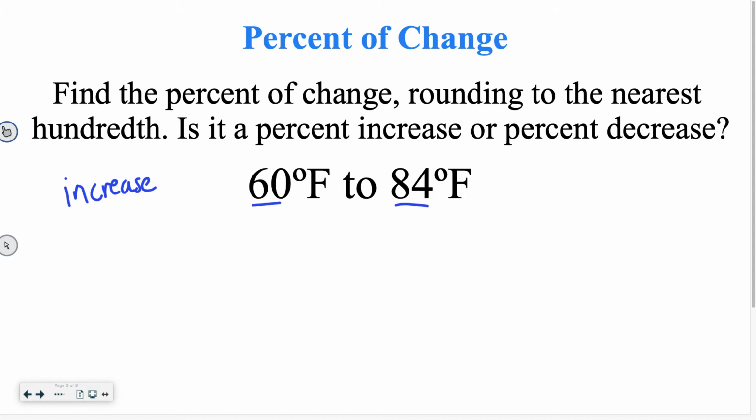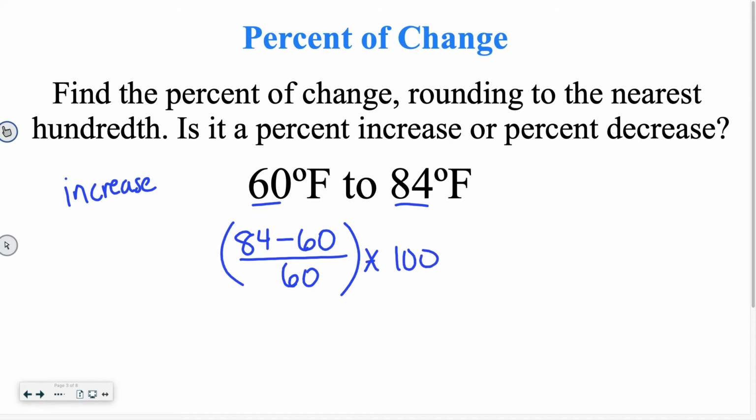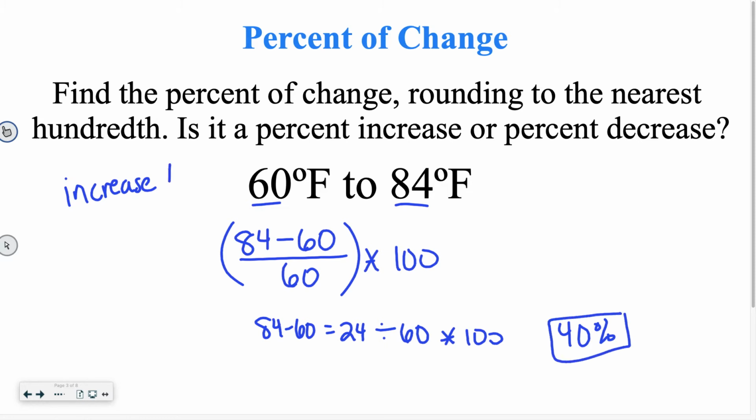Then I say my new minus my original divided by my original times 100. Okay, so 84 minus 60 is 24. So on my calculator, I would do 84 minus 60 first, which gives me 24. And then I'd say 24 divided by 60, and then I would say times 100, which is going to give me 40%. So I would say that this is a 40% increase.